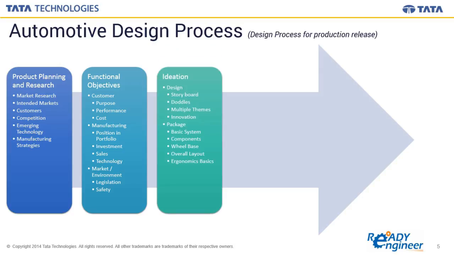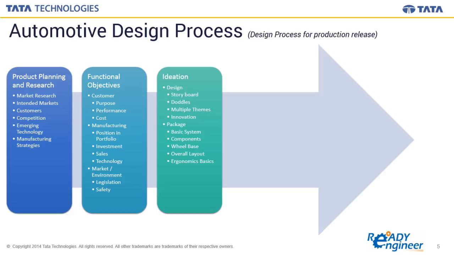Once we have research objectives very clear to us, we start the ideation process. And this process starts in two different phases. The design studio takes over the design ideation, and the engineering takes over the packaging of it. Engineering starts with the basic systems, the layout, what will be the wheelbase, what will be the track length, what will be the overall layout, what kind of gearbox we are planning to put in, what kind of engine we are planning to put in.